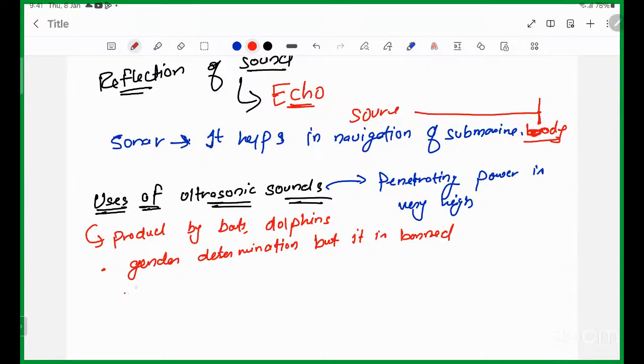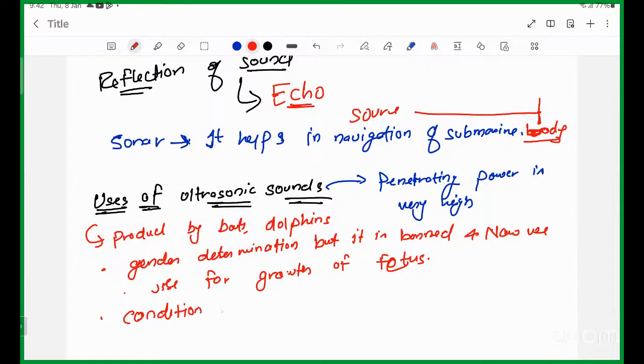We can use it to determine the growth of the fetus, and also to check the condition of internal organs.